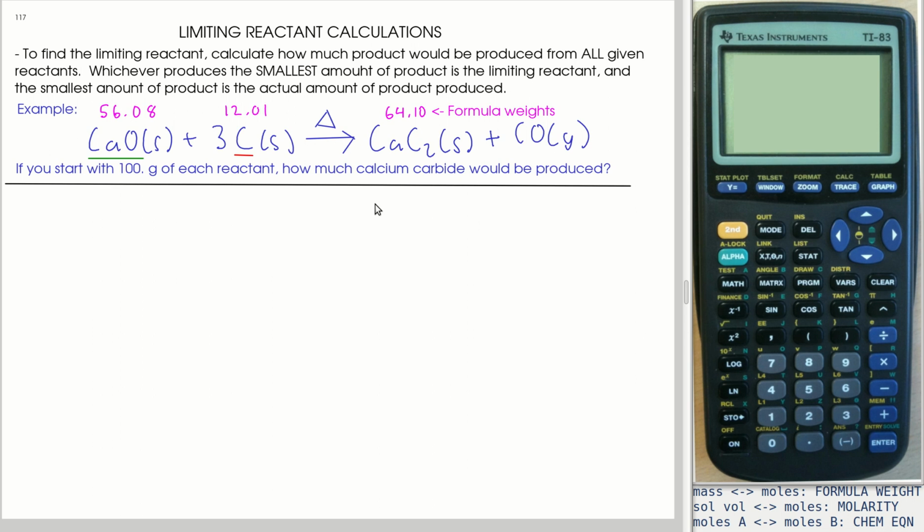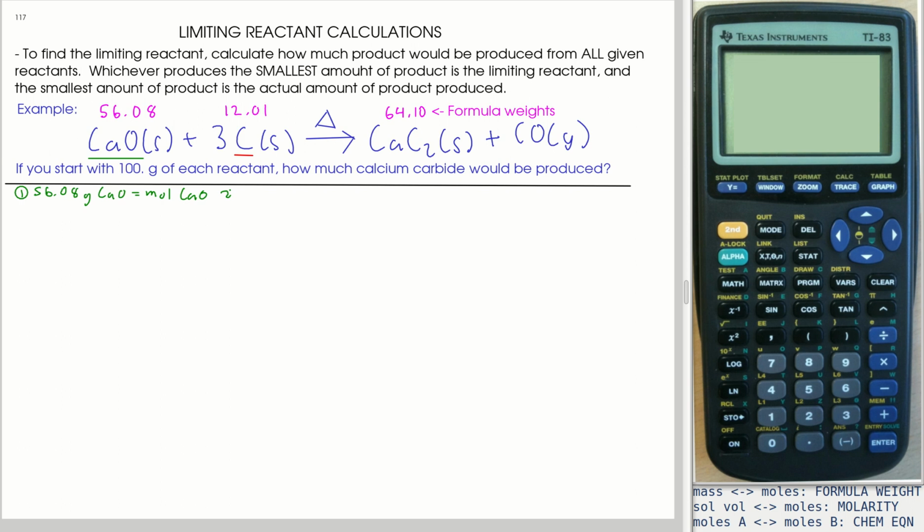But we can settle this once and for all by doing a calculation. And what we'll do is we will calculate the amount of calcium carbide that could be produced from both of the reactants. And then we'll be able to pick which one actually is limiting. So let's start with the calcium oxide. And we've done these calculations before, so we know the general steps. The first thing we'll need to do is convert the grams of calcium oxide to moles using the formula weight of calcium oxide, 56.08 grams per mole.